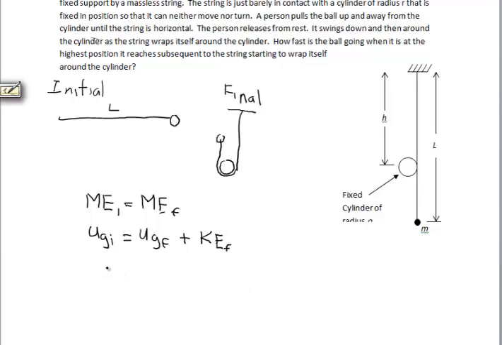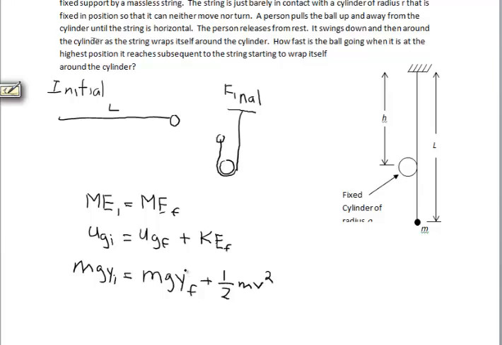All right. We know the formula for potential energy is mg y initial, and final potential is mg y final plus 1/2 mv squared.